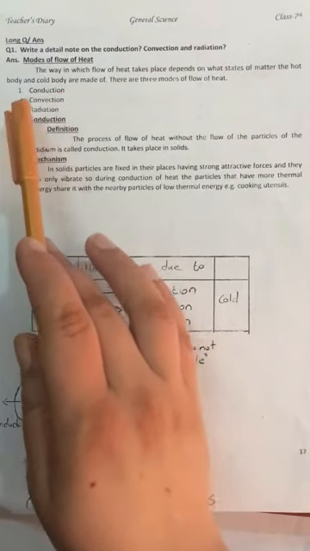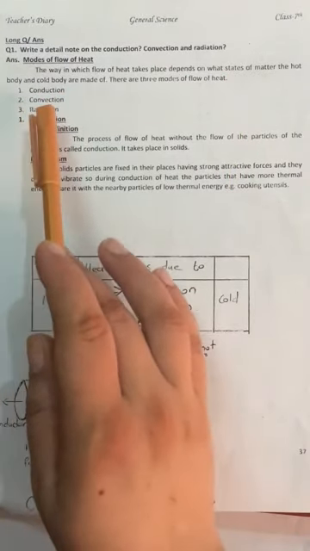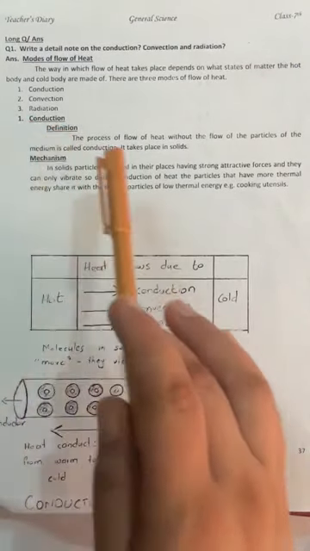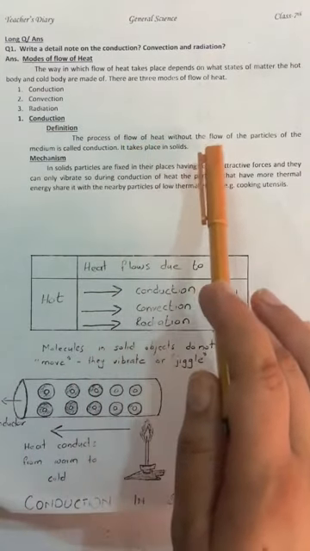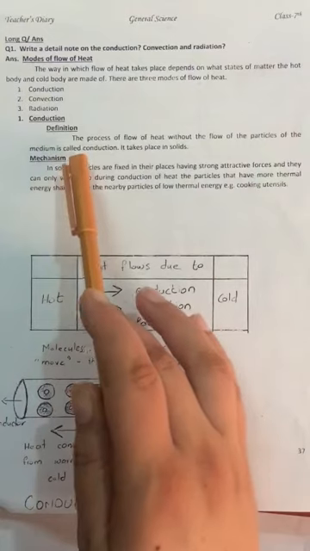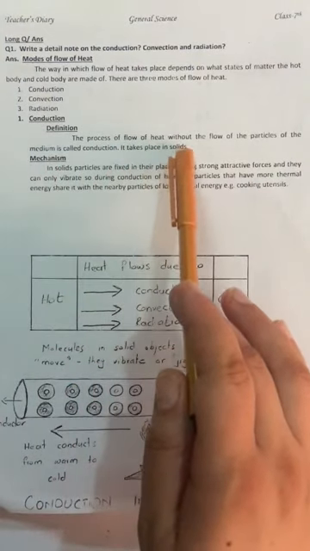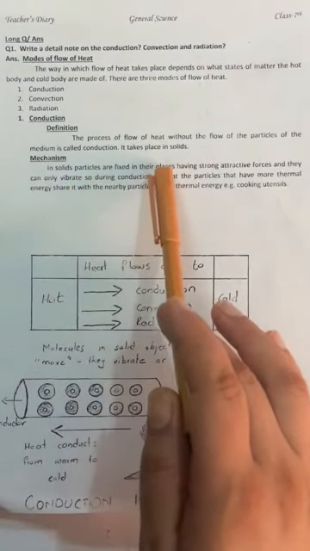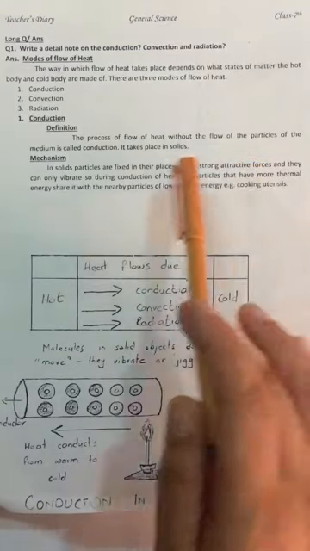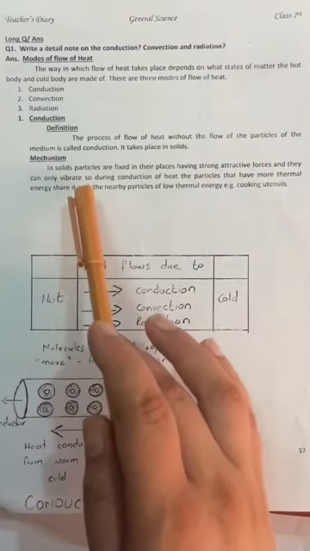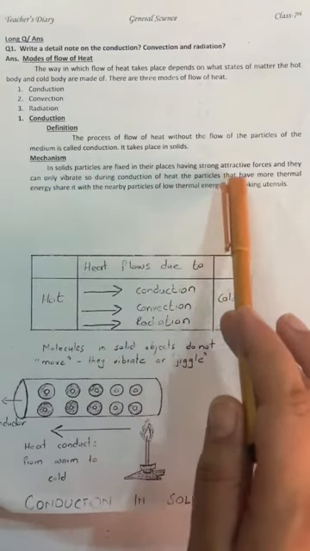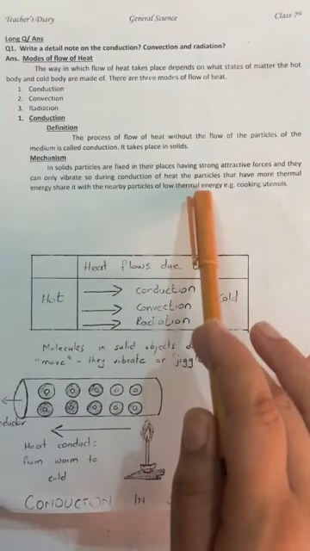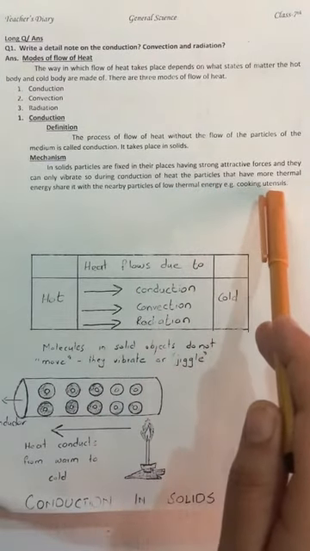Number 1, conduction. Number 2, convection. Number 3, radiation. First of all, we will write the heading of conduction. Definition. The process of flow of heat without the flow of particles of the medium is called conduction. It takes place in solids. Mechanism. In solids, particles are fixed in their places having strong attractive forces and they can only vibrate. So, during conduction of heat, the particles that have more thermal energy share it with the nearby particles of low thermal energy, for example, cooking utensils.